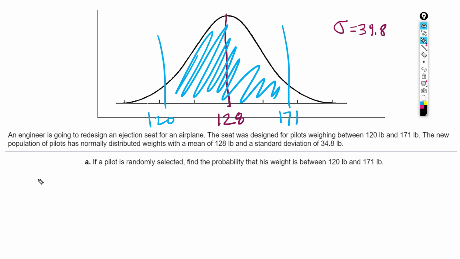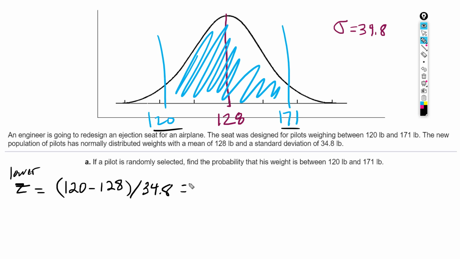So to find that, I have to standardize both of these values to z-scores so I can look up the probabilities in the table. So how you standardize your z is, and we'll call this the lower z, you take your x value minus the population mean and then divided by the standard deviation. So if I just very quickly throw that in a calculator and divide it by 34.8, I get negative 0.22988 and so many other numbers.